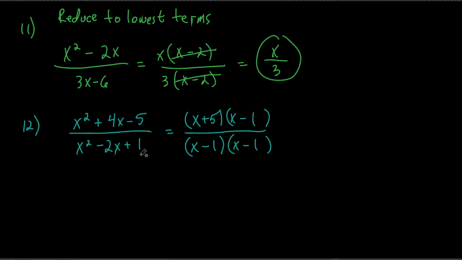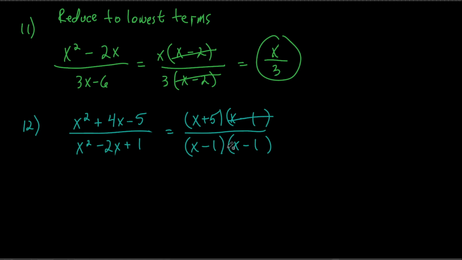Negative 1 times negative 1 is positive 1. Negative 1 plus negative 1 is negative 2. So it works. Now, take a look. This and this are being multiplied. This down here and this down here are being multiplied. So if there's something that's the same on the top and the bottom, now they can cancel out.